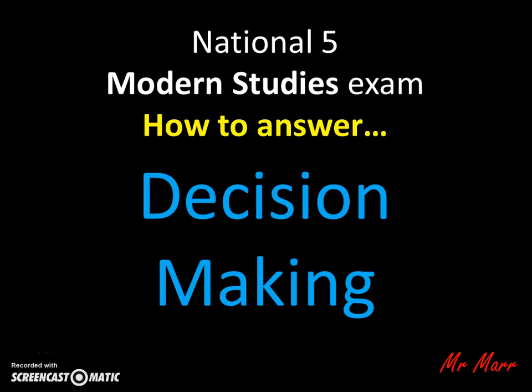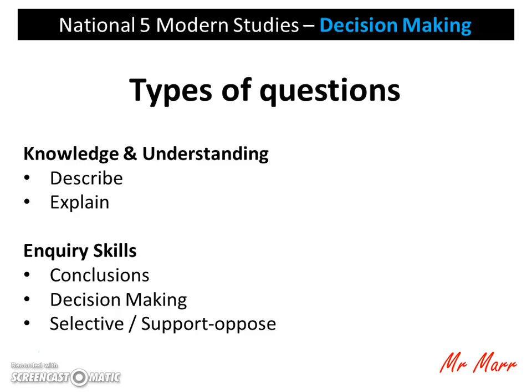This is a guide to help you answer questions for the National 5 Modern Studies exam. Today we will discuss how to answer decision-making questions. There are two types of questions in your Modern Studies exam: knowledge and understanding, which require you to show how much you remember about the topics you've studied, and inquiry skills, which use sources. Decision-making is drawn from the inquiry skills section.